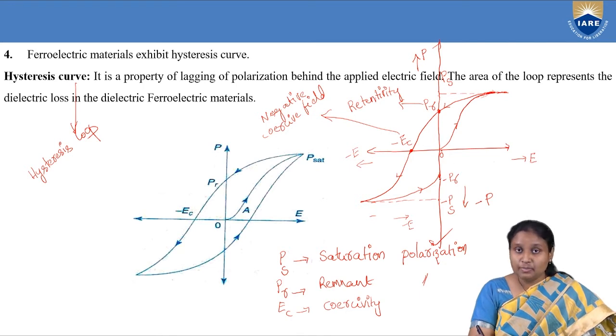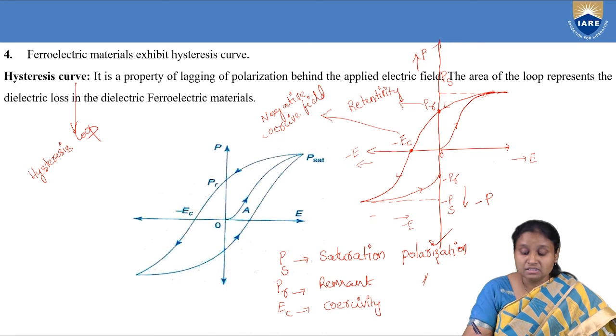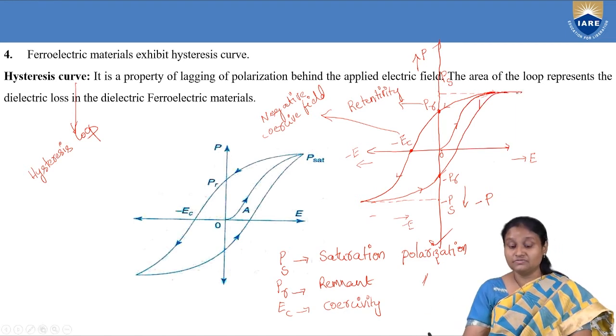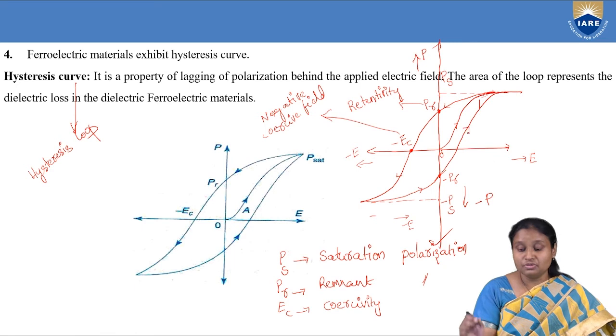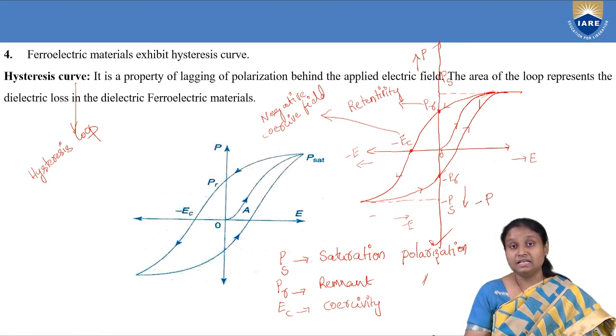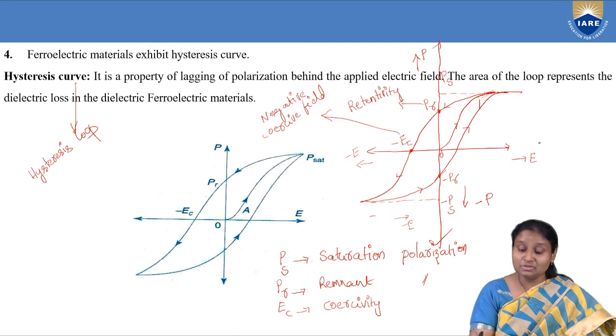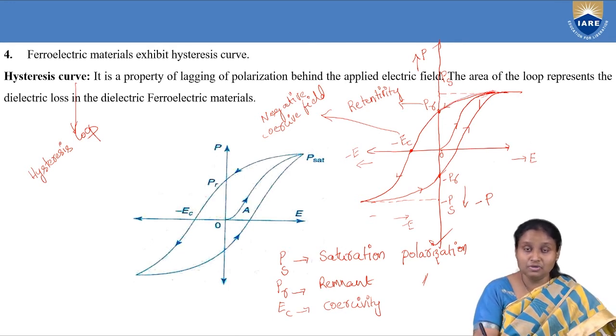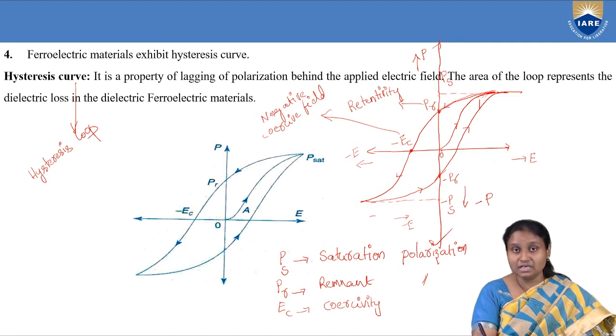If I start applying positive electric field after coming to the state of this negative remnant polarization, then slowly polarization keeps on increasing in this direction. It increases and again goes to positive saturation. It follows this path as we increase our electric field in the positive direction. After again coming to this point, if I reduce my electric field back to zero, it will take this path. Again, you will have positive remnant polarization at zero electric field.